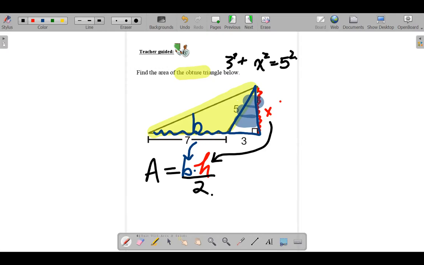Do the first two problems under the teacher example. No, I'm sorry, on the in class. Mr. Ross, your height is not 5, sir. Mr. Ross, your height is not 5.